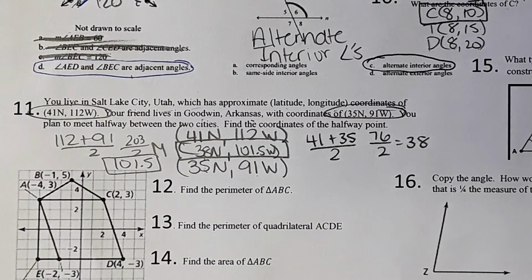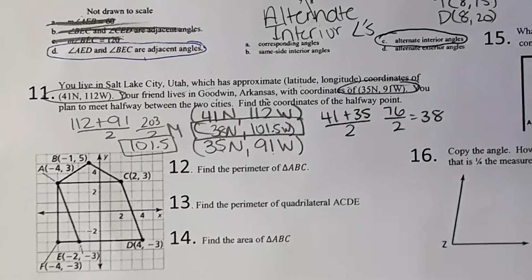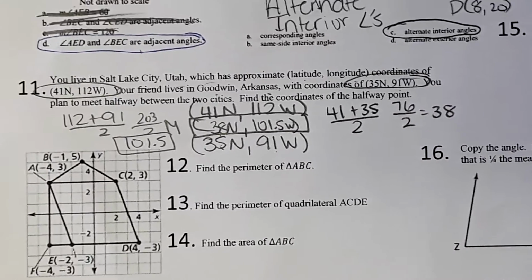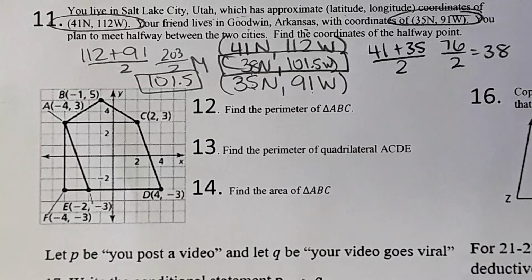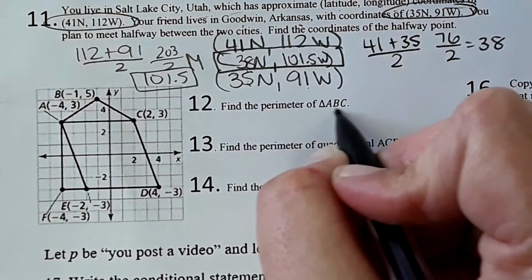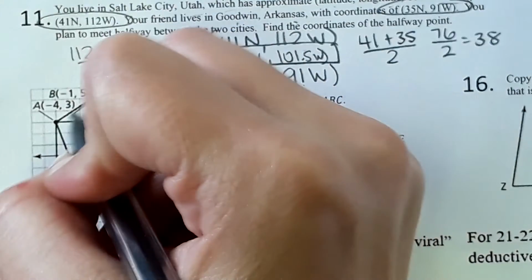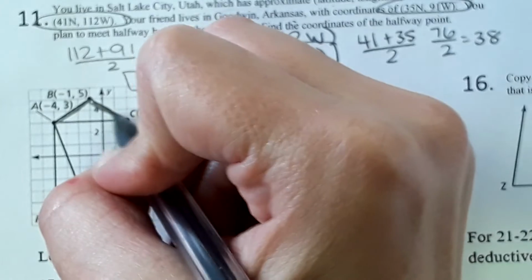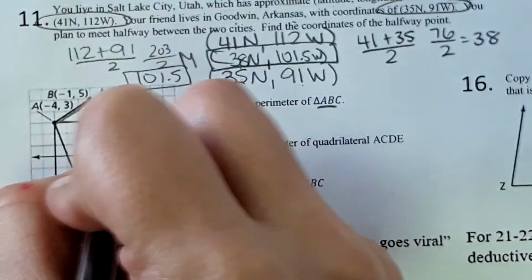Okay, now 12, 13, 14 are the hardest ones on the page, and then it's all downhill from there. I keep assigning this on Khan Academy because I've been expecting it. Find the perimeter of triangle ABC. Perimeter is the distance around that triangle. Of course, first things first, identify what triangle they're talking about. It's this one right here.